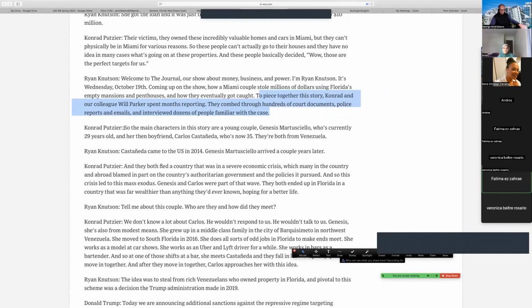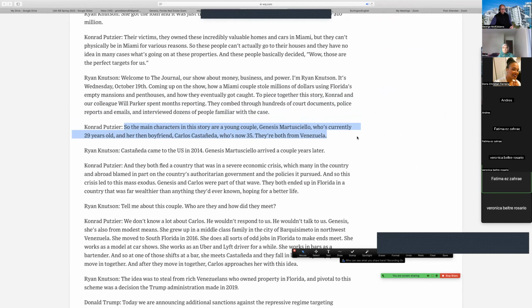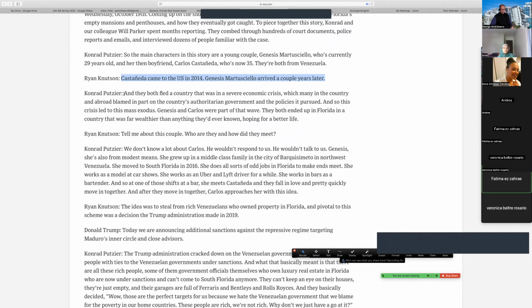So the main characters in this story are a young couple, Genesis Martusiello, who's currently 29 years old, and her then boyfriend, Carlos Castañeda, who's now 35. They're both from Venezuela. Castañeda came to the U.S. in 2014. Genesis Martusiello arrived a couple years later. And they both fled a country that was in a severe economic crisis, which many in the country and abroad blamed in part on the country's authoritarian government and the policies it pursued.